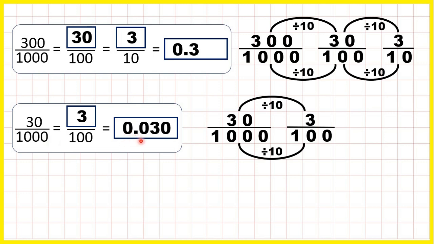So that's 0.030 with 3 digits after the decimal point, so the 3 gets pushed over into the hundredths. But 30 thousandths is equivalent to 3 hundredths, so we don't need the 0 on the end of this decimal. We can just write 30 thousandths as 0.03 because it's equivalent or the same size as 3 hundredths, so we don't need zeros on the end of decimals.